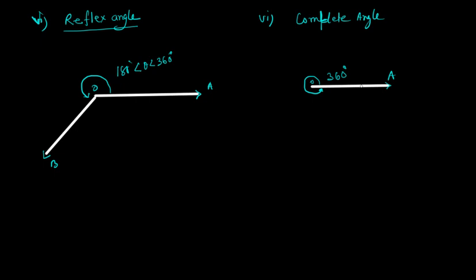Now comes the equal angle. If two angles are equal, they must have the same measurement. So if two angles have the same measurement, they are called equal angles. And what is called a bisector of an angle? The bisector of an angle is a straight line which bisects the angle into two equal subangles.